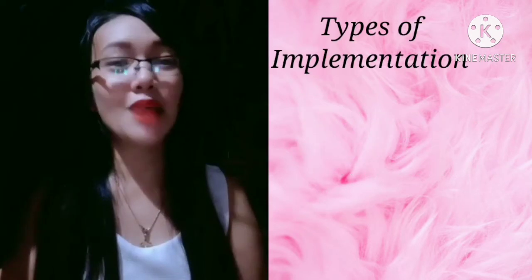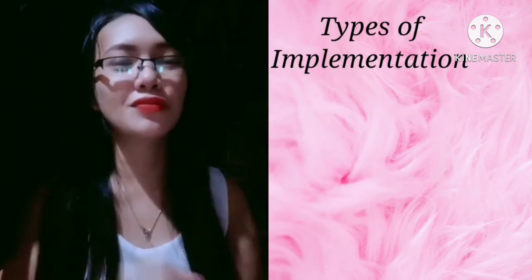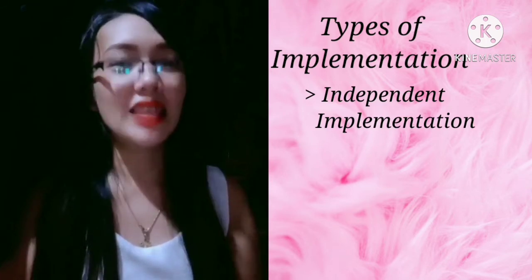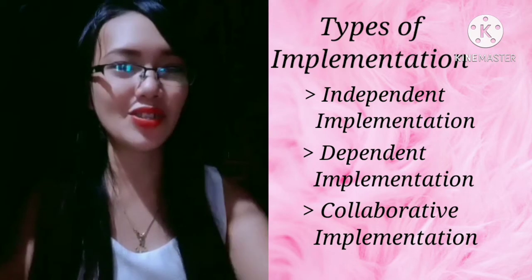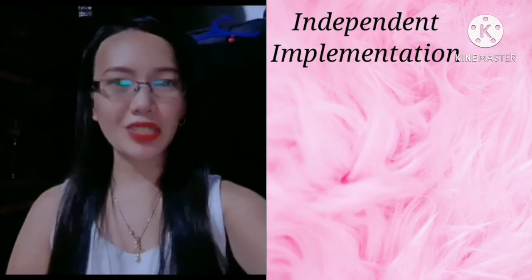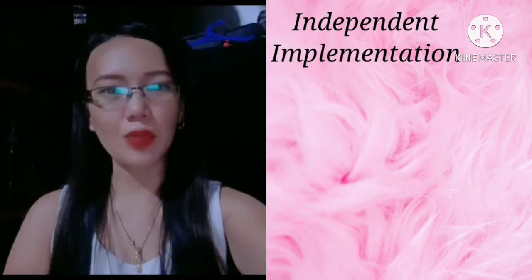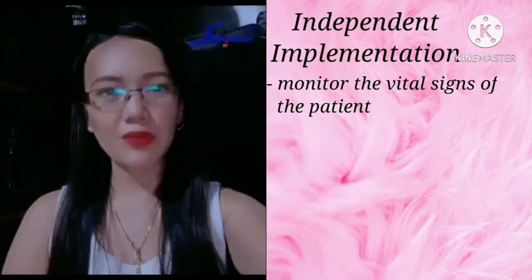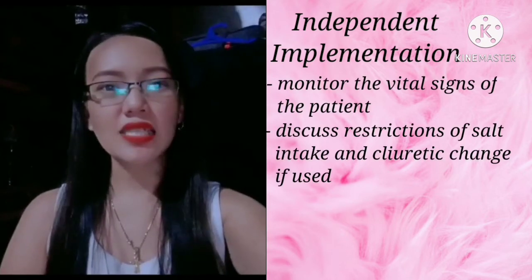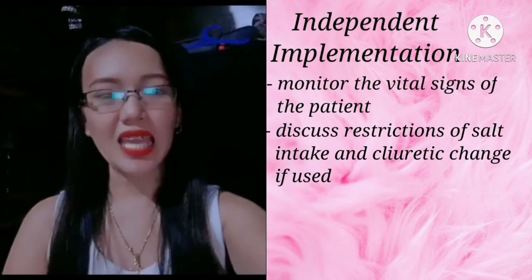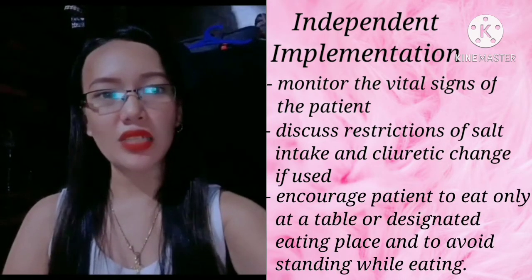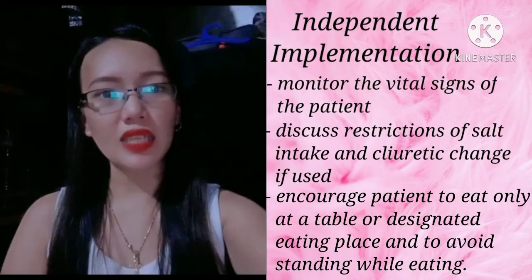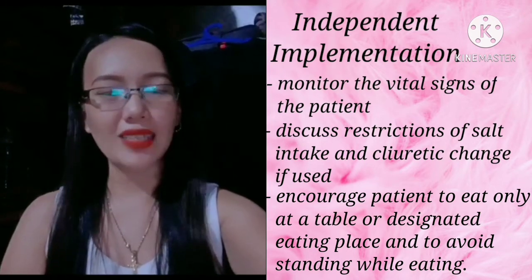There are three types of implementation. First is independent, next is dependent, and lastly is the collaborative implementation. Independent nursing intervention is, for example, when a nurse will monitor the vital signs of the patient, discuss the restriction of the salt intake and correct exchange if used, and encourage the patient to eat only at a table or designated eating place and to avoid standing while eating.